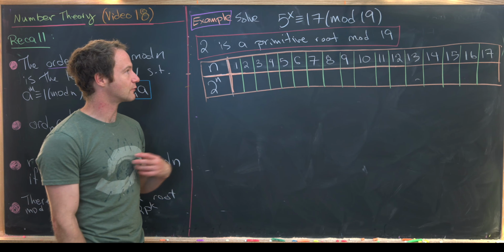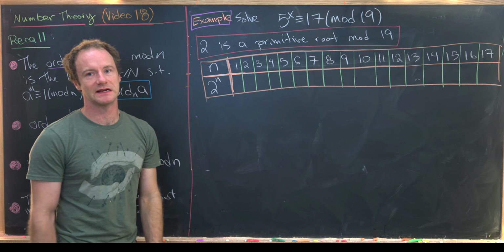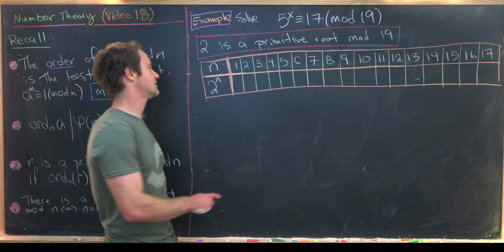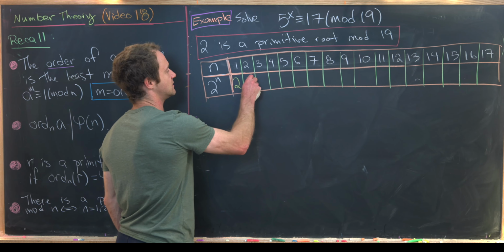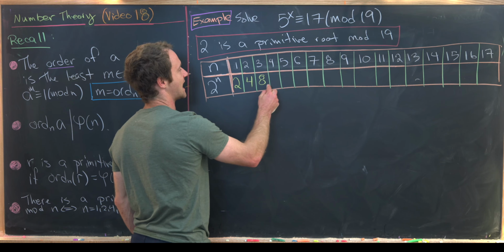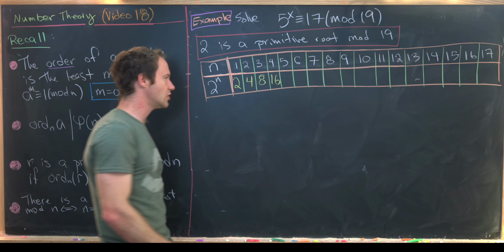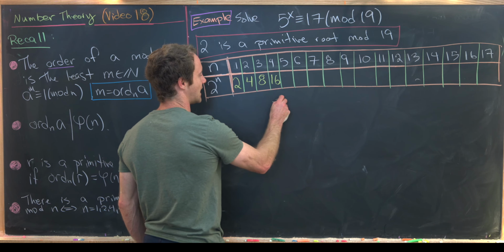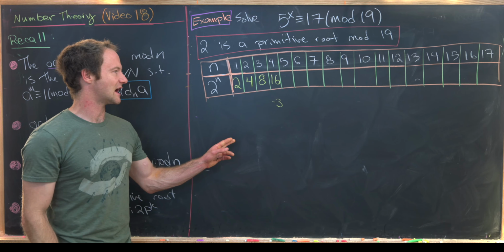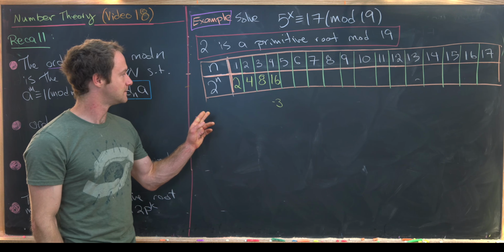And we'll do this by repeatedly reducing mod 19 as needed. So let's notice that 2 to the 1 is 2, 2 to the 2 is 4, 2 to the 3 is 8, 2 to the 4 is 16. But let's notice that 16 is equal to minus 3. So I'll put that down there just to keep that in mind.